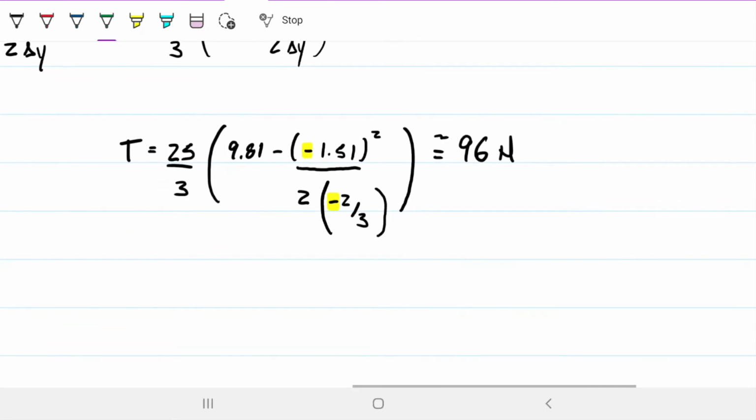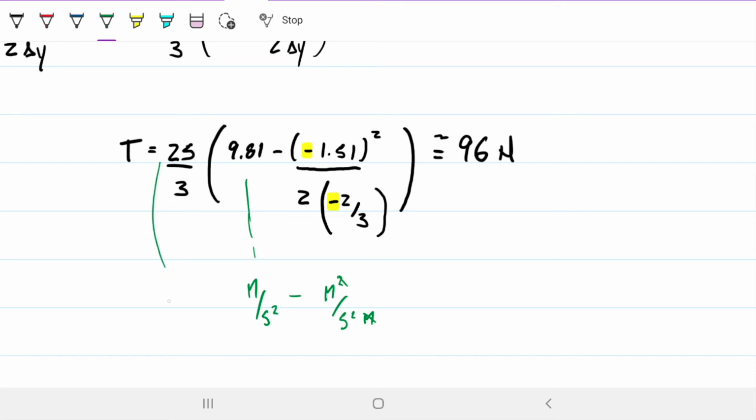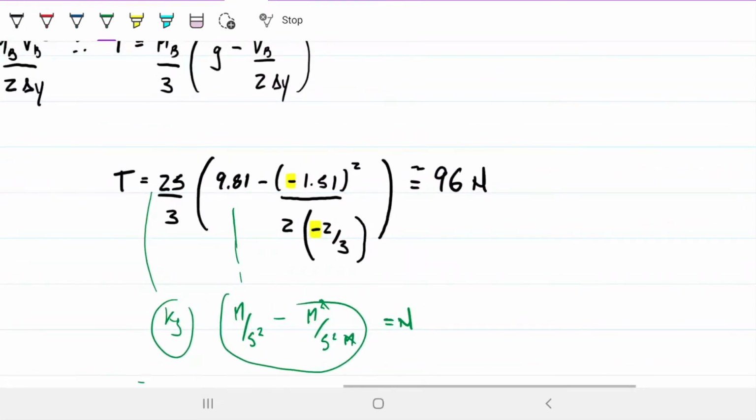Okay, unit-wise, let's just check. Here we have meters per second squared, that's an acceleration. Velocity squared is meter squared divided by second squared, and divided by displacement, which is meters. So we're subtracting these two, and that is okay because they're both an acceleration component. The 3 doesn't have any units. The mass is kilograms, so this is kilograms times acceleration, which is a force. So that's Newton. All good. Perfect. So that solves part B of the problem.